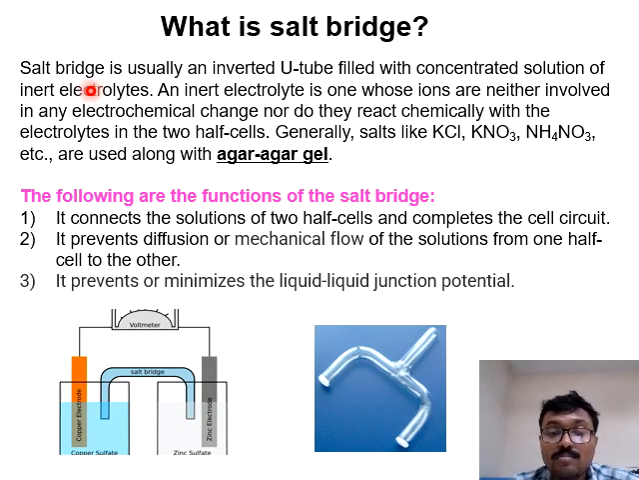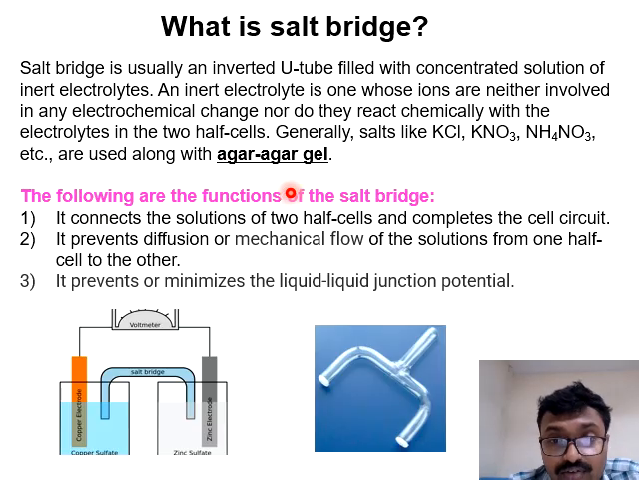Now, what is a salt bridge? A salt bridge is an important component of an electrochemical cell. Without a salt bridge, you cannot get electricity. A salt bridge is usually an inverted U tube filled with a concentrated solution of an inert electrolyte. An inert electrolyte is one that is neither involved in any electrochemical change nor reacts chemically with the electrolytes in the two half cells. Generally, sodium chloride, potassium chloride, potassium nitrate, and ammonium nitrate are used along with agar-agar gel in the salt bridge.